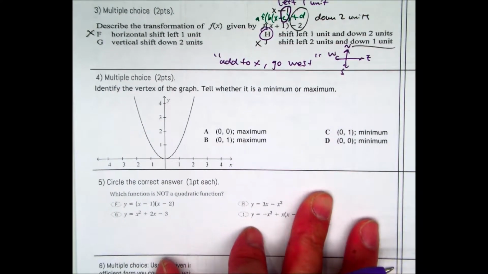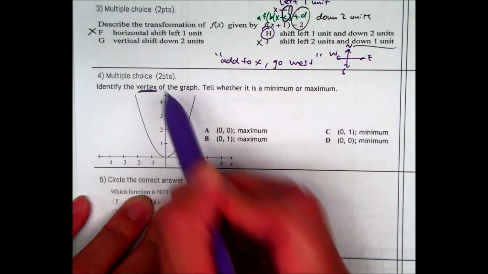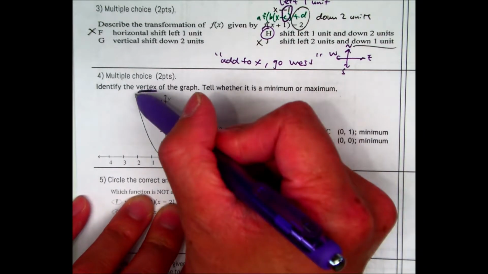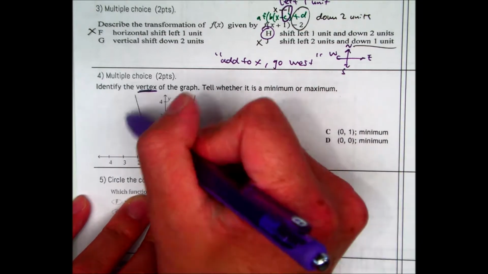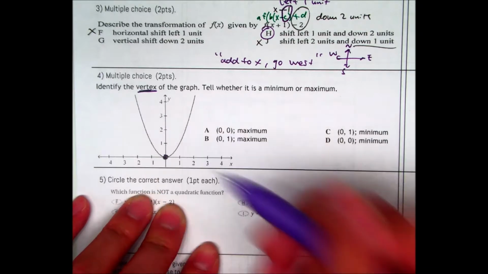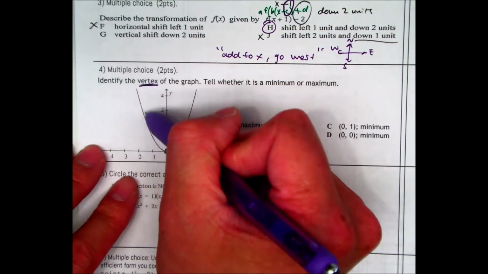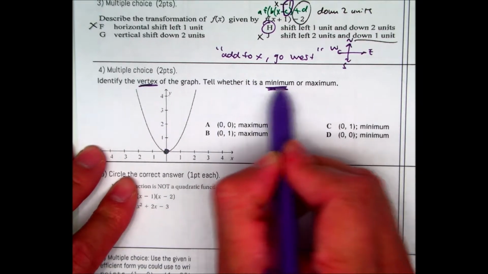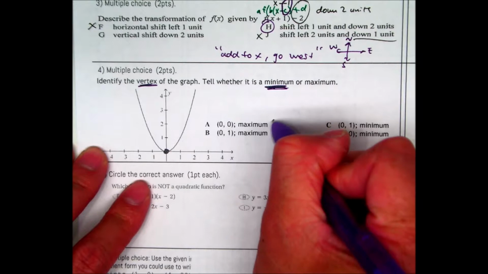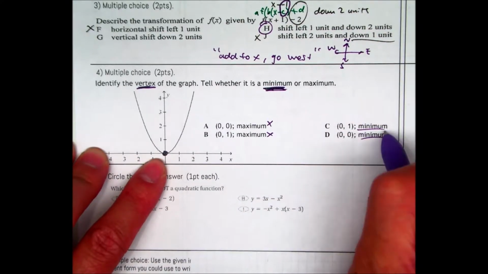Question number 4. Identify the vertex of the graph. Then tell whether it's a minimum or maximum. The vertex is a point where it actually changes from decreasing to increasing, from down to up or up to down. And in this case, there's my vertex. If you're on a skate ramp, it's the lowest point, so that would be a minimum. So 0, 0, it's not a maximum. It is a minimum, and you're at 0, 0, so that would be choice D.